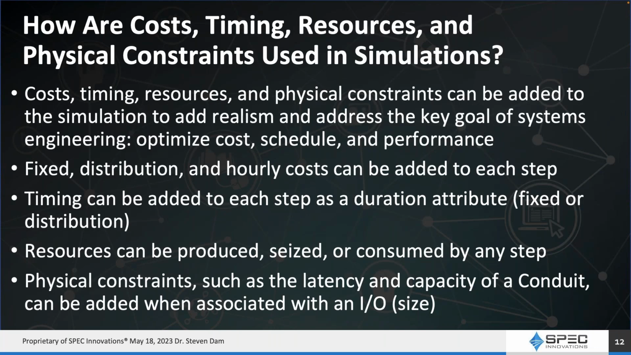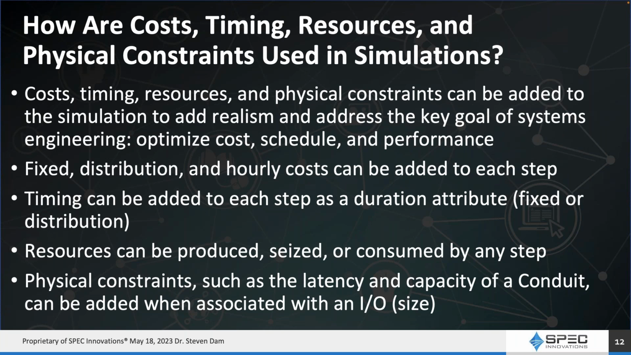Okay, so how are costs, timing, resources, and physical constraints used in simulations? The cost, timing, resources, and physical constraints can be added to the simulation to add realism and address the key goals of the system's engineering. It's optimization of cost, schedule, performance. That's what we're trying to do. Performance comes in a number of ways in the modeling. A lot of it's the timing. Many of your metrics, if not most of your metrics, are time dependent types of things: time of flight, time to target, and on and on. So time is a major part of that. That's a key performance parameter.